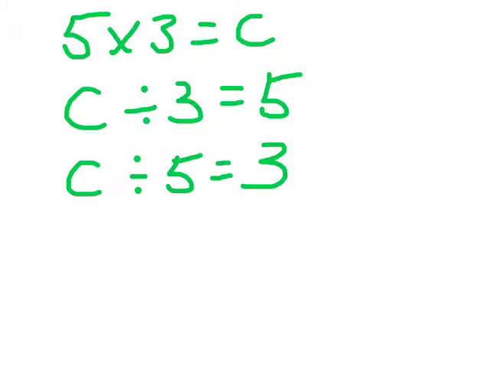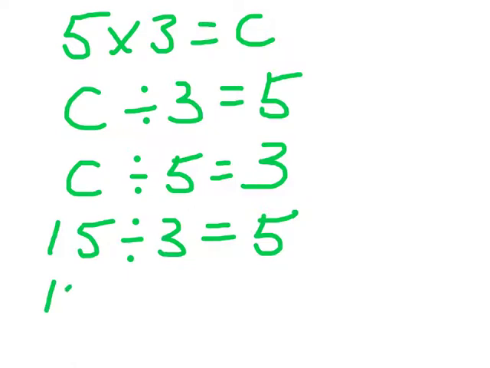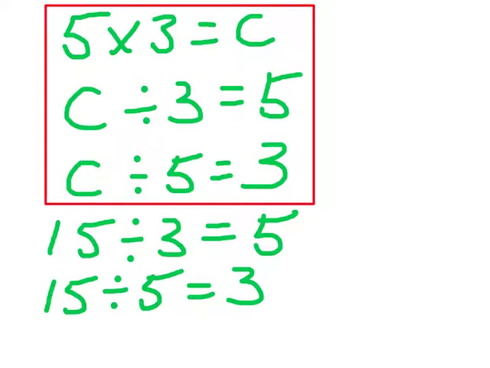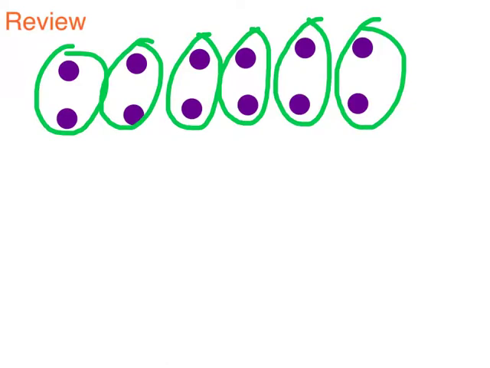So we know that the answer in both cases is 15. 15 divided by 3 is equal to 5, and 15 divided by 5 is equal to 3. All these equations are true. They are correct. So we have just created 3 related equations using multiplication and division, and these equations all get us the same answer. C is equal to 15 in each one of these. So in this lesson we were using multiplication and division in equations to help us solve problems.